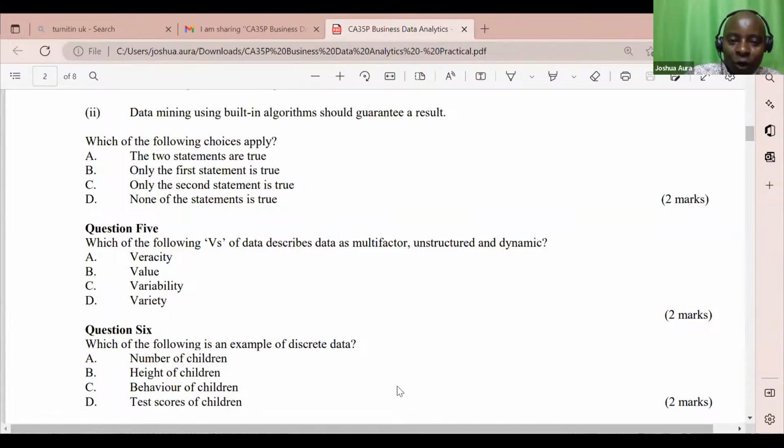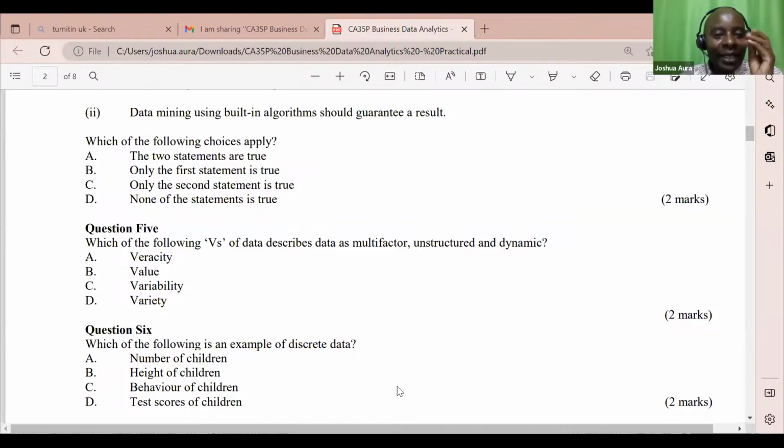Velocity, volume, veracity. Veracity, they are repeating again. I like that. Veracity, value, velocity, volume, variety, veracity, value. I can see at least you remember them. Fortunately, so we have volume, velocity, veracity, variety, value.